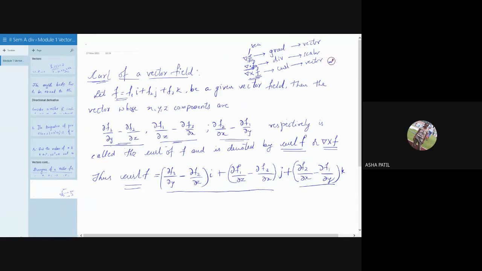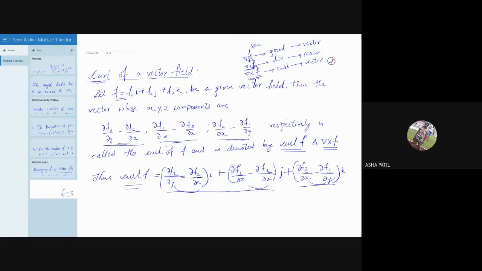See the terms. It is f3, f2, f1, and again f3, f2, f1. So in that way you can remember 3, 2, 1, and again 3, 2, 1. Here yz, then zx, and then xy. So you have to remember the pattern.